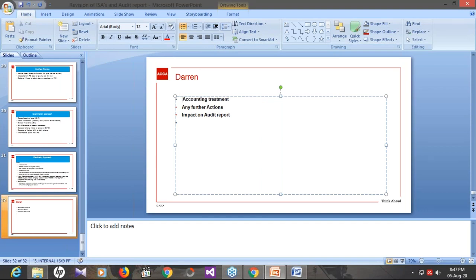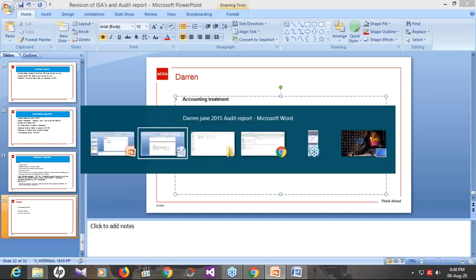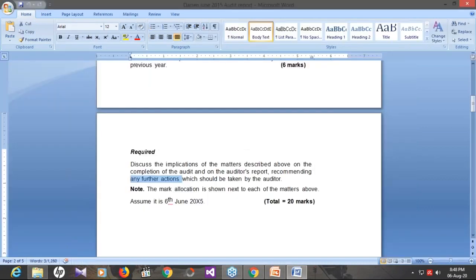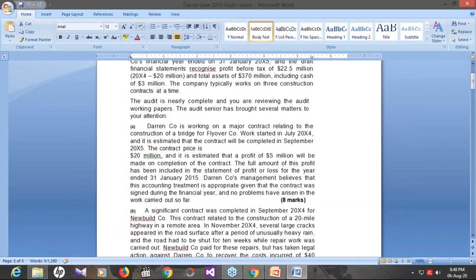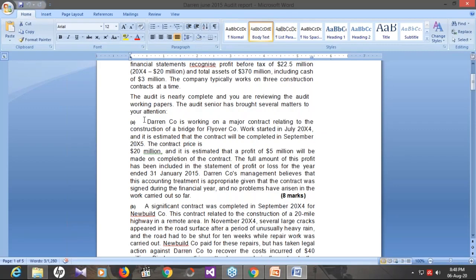Okay, so this is how you're going to tackle every element. Now, for example, what about accounting treatment? So let's go back to the question. This is part A, and we will start from part A. We are going to discuss the question for audit report, understanding of audit report.